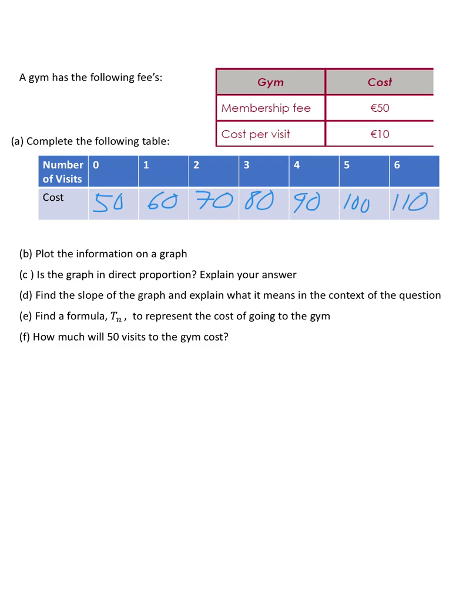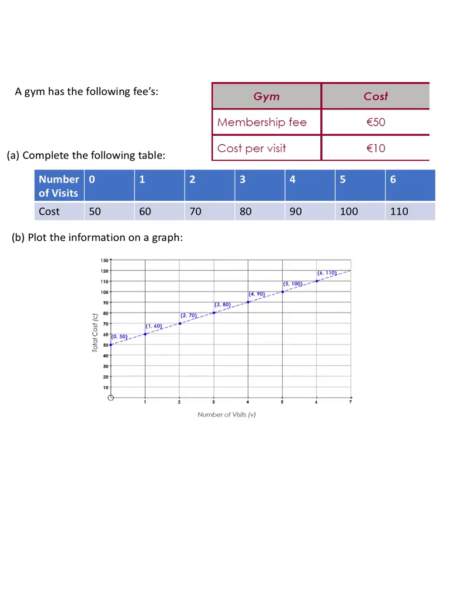Now part B, we need to plot this information on a graph. So you can see I plotted it here. The number of visits is along the x-axis here, and the y-axis then is the cost. And you can see how I've plotted the 0 and the 50, the 1 and the 60, 2 and the 70, 3 and the 80.